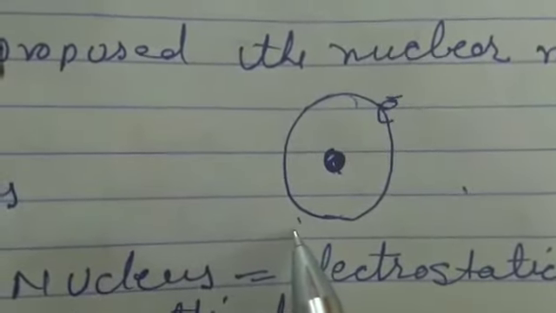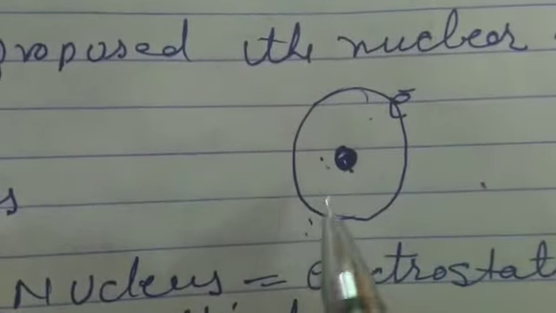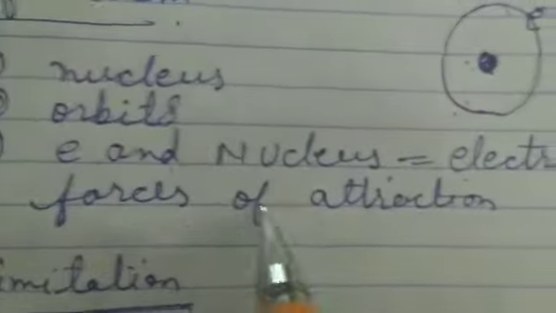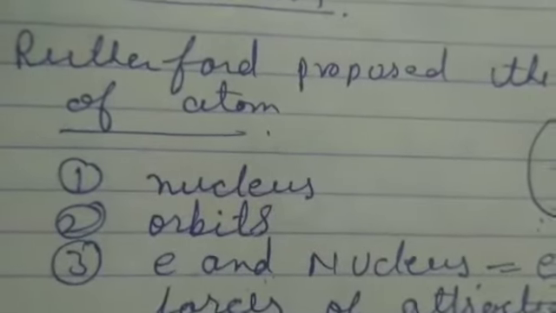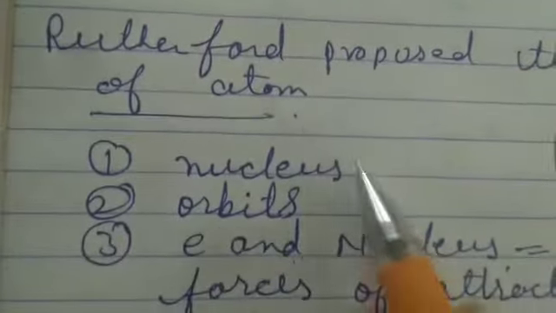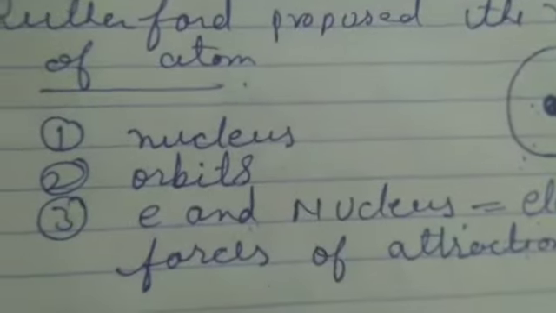Means the nucleus, you can see that we can easily draw this. Okay, there is a small point. The volume of this nucleus is negligible as compared to the volume of the whole atom. The electrons revolve in a fixed circular path, that is called an orbit, and the electron is negatively charged, the nucleus positively charged, and they attract each other by electrostatic force of attraction. So I hope that you understood the nuclear model of Rutherford. These are the three main points given by Rutherford. I hope it is clear. Now we move to the next definitions.